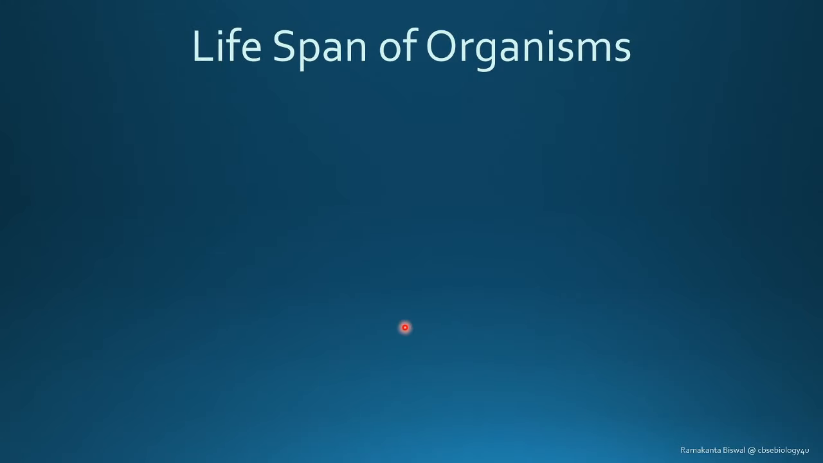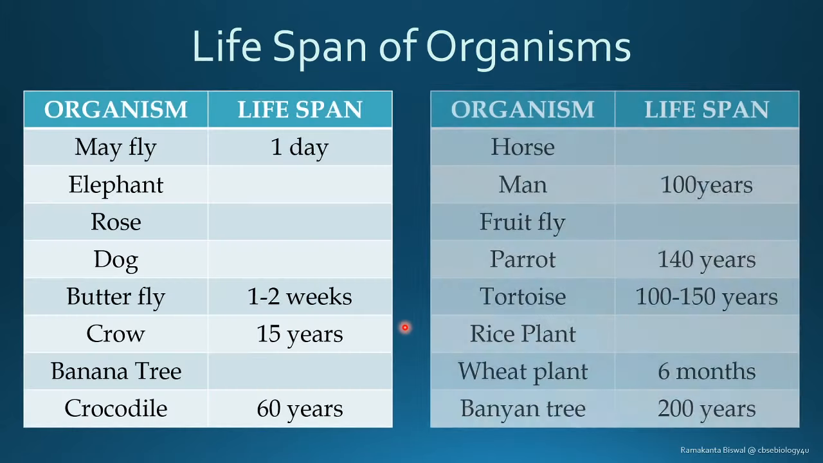Now when we talk about lifespan, we also need to see what are some of the most short-lived organisms and what are the most long-lived organisms. Here you can see the mayfly. This is an insect which has a lifespan of only 24 hours or a single day. On the other hand, we also have the tortoise, which can live around 100 to 150 years, and also the banyan tree, which lives around 200 years.